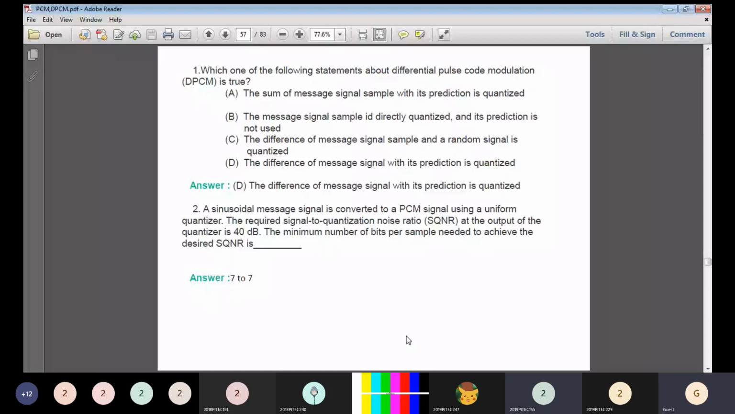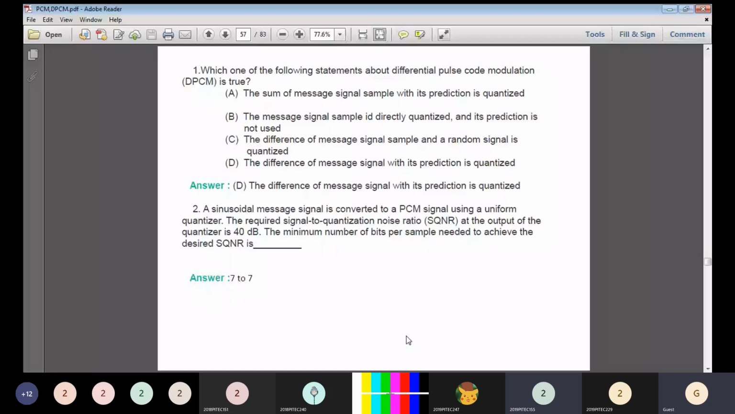So look at the first statement. Which one of the following statements about differential pulse code modulation is true? A: The sum of the message signal sample with its prediction is quantized. This is the first statement: message signal and the prediction is quantized. Okay. The next statement, B: the message signal sample is directly quantized and its prediction is not used.